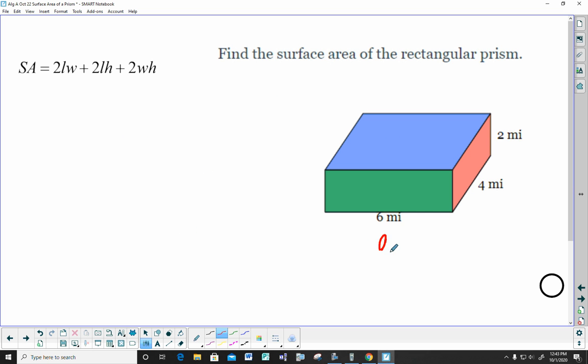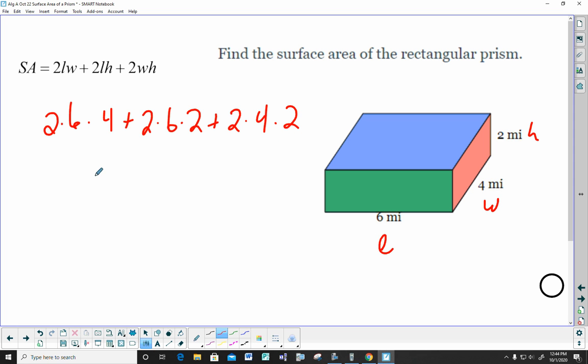Okay, so this is the length, the width, and the height. So I'm just going to fill them in. 2 times the length times the width, plus 2 times the length times the height, plus 2 times the width times the height. And again, you just type this right in your calculator, and out pops the answer, okay?